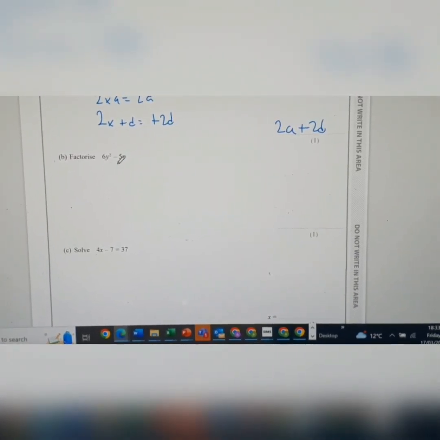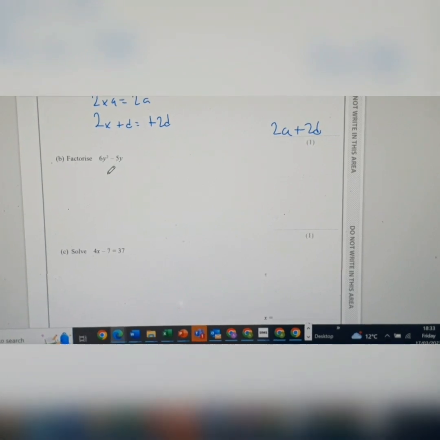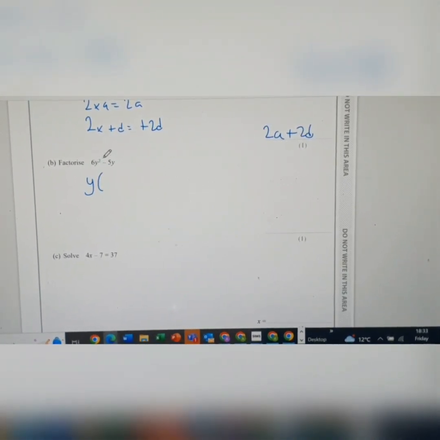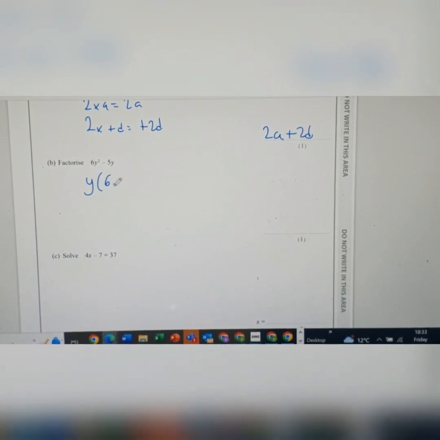Factorize 6y squared minus 5y. The highest common factor of 6y squared and 5y is y. So 6y squared divided by y is 6y. Minus 5y divided by y is minus 5.